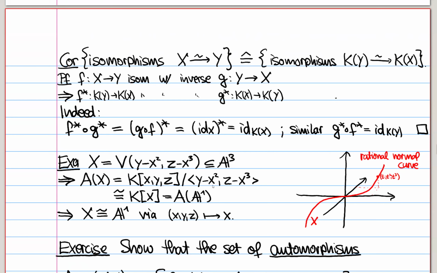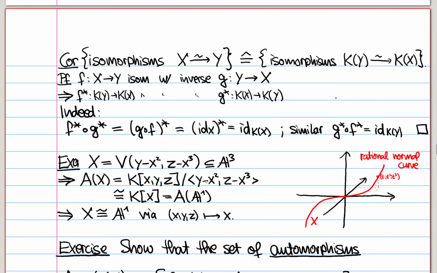And well, if you do that, then you can see that this ideal allows you to eliminate y and z, right? Replacing them by x squared and x to the 3. And so this is isomorphic to k[x]. By the way, this shows that this is a radical ideal because this is a domain. And we know k[x] from different contexts because it's just the functions on A1, of course.